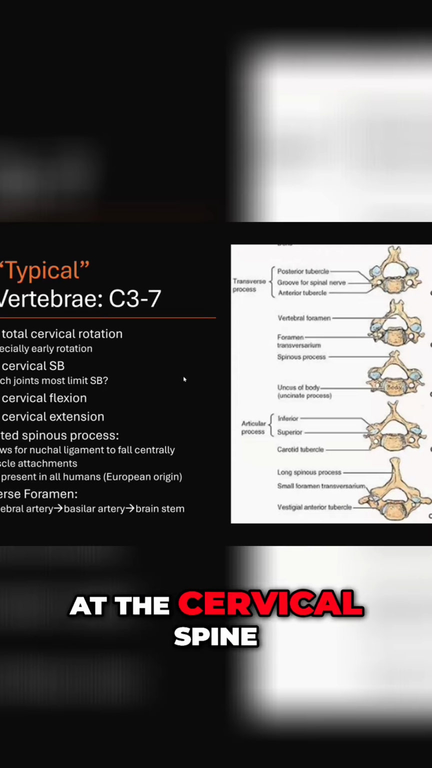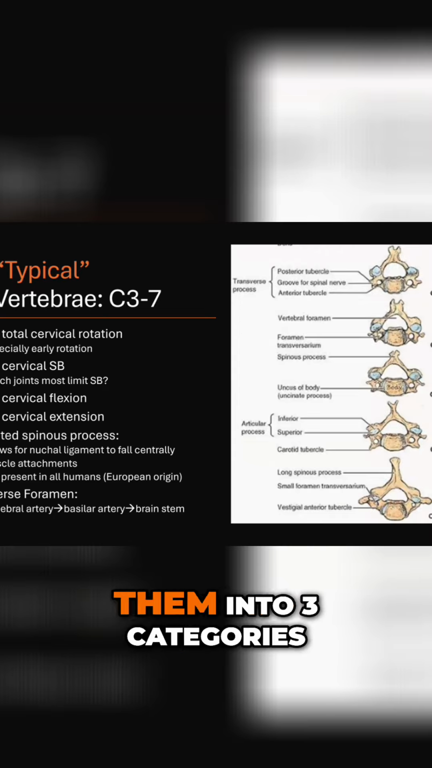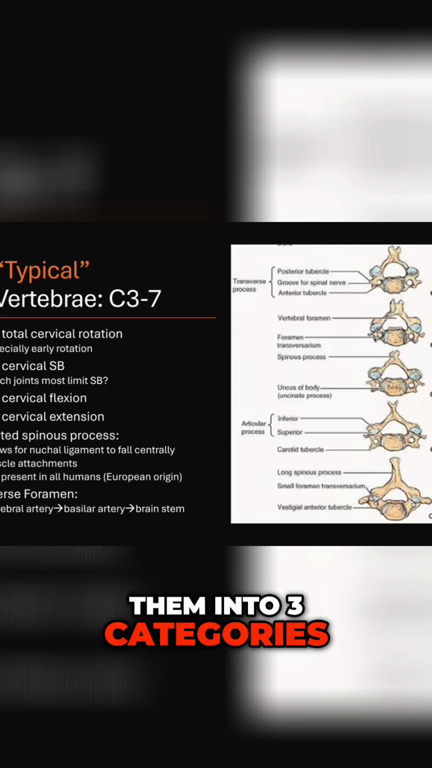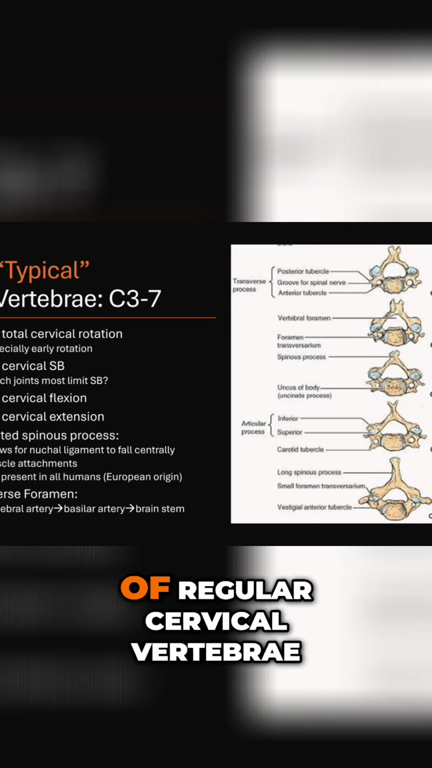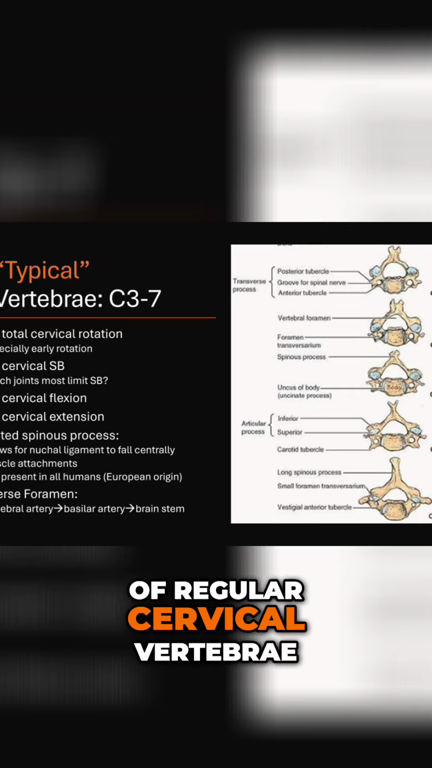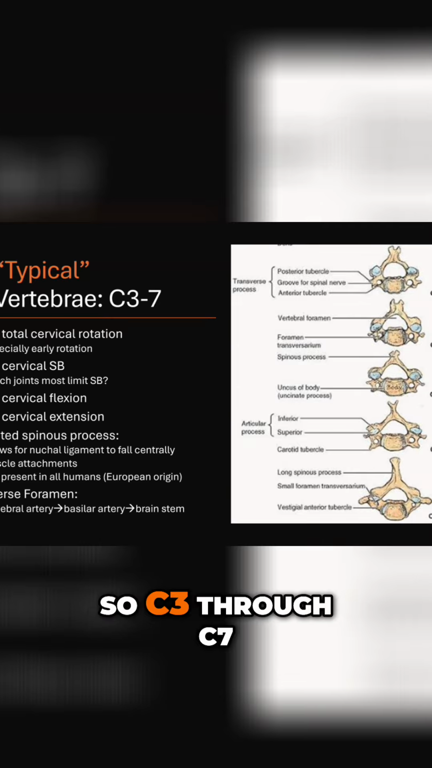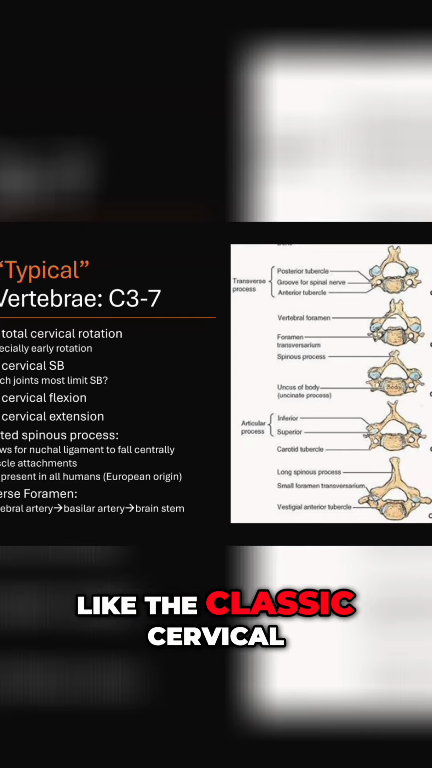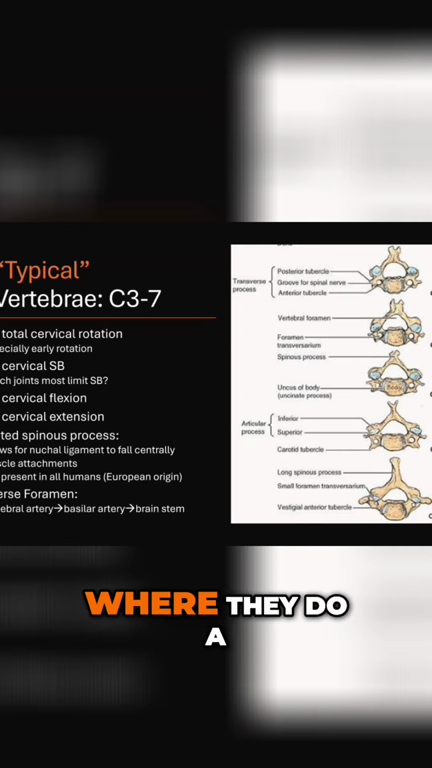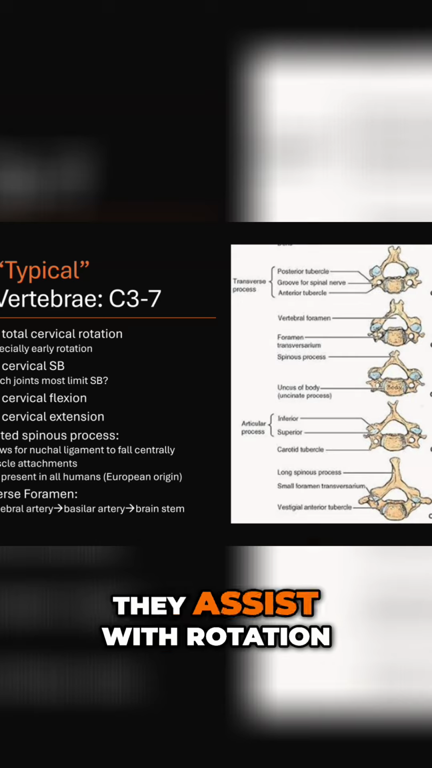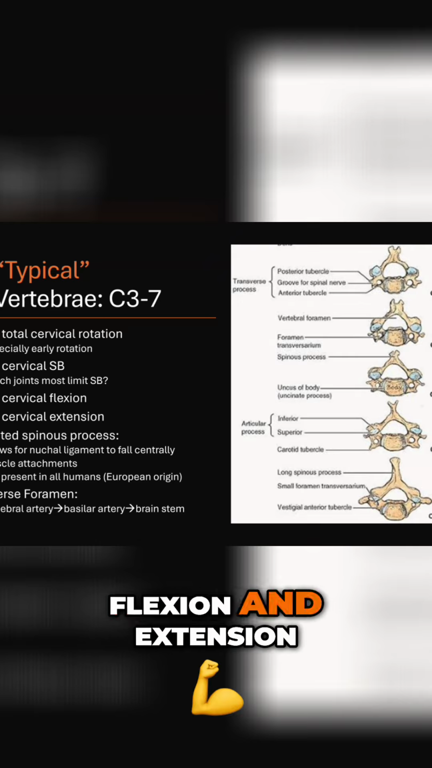So when we look at the cervical spine, we separate them into three categories. Typical, so like your regular cervical vertebrae, and that's going to be your mid to lower C spine, so C3 through C7. These are the classic cervical vertebrae that we see, where they do a little bit of everything. They assist with rotation and side bending and flexion and extension, right?